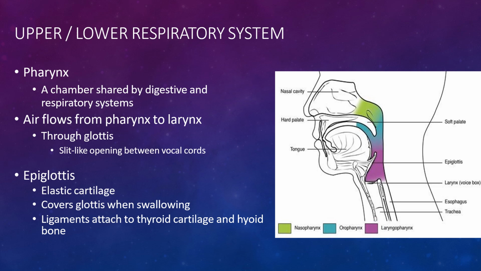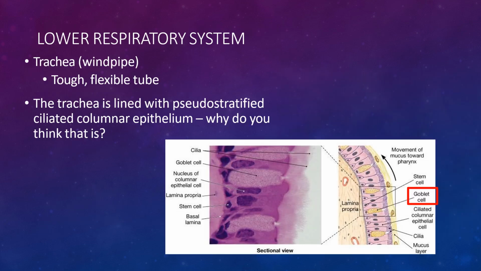So now looking at the lower respiratory system, you have the pharynx, which is a chamber shared by digestive and respiratory systems. Air flows from the pharynx to the larynx through the glottis, which is a slit-like opening between vocal cords. You have the epiglottis, which is elastic cartilage, covers the glottis when swallowing, and ligaments attached to thyroid cartilage and hyoid bone. Also part of the lower respiratory system is the trachea, also known as your windpipe.